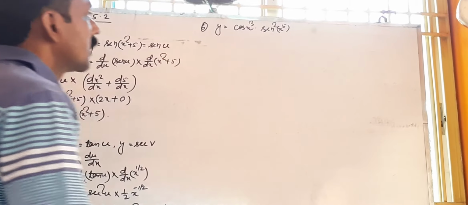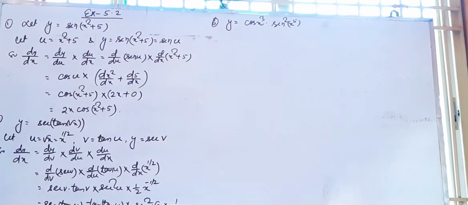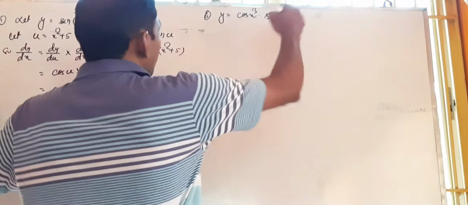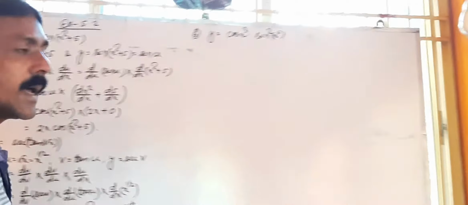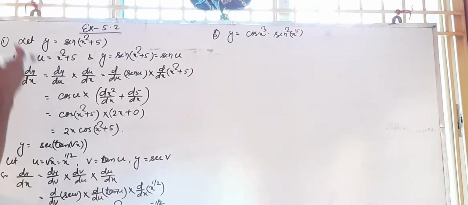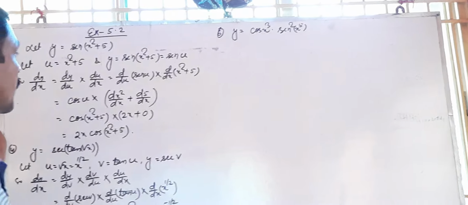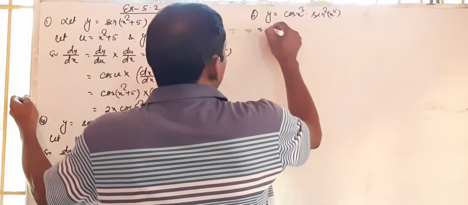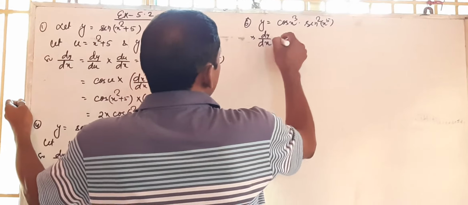Now here y is a product of 2 functions. So here we will use the product rule. Here I am solving it by the direct method, not by substitution, because we have already discussed 2-3 problems on substitution. So here you can write dy by dx.